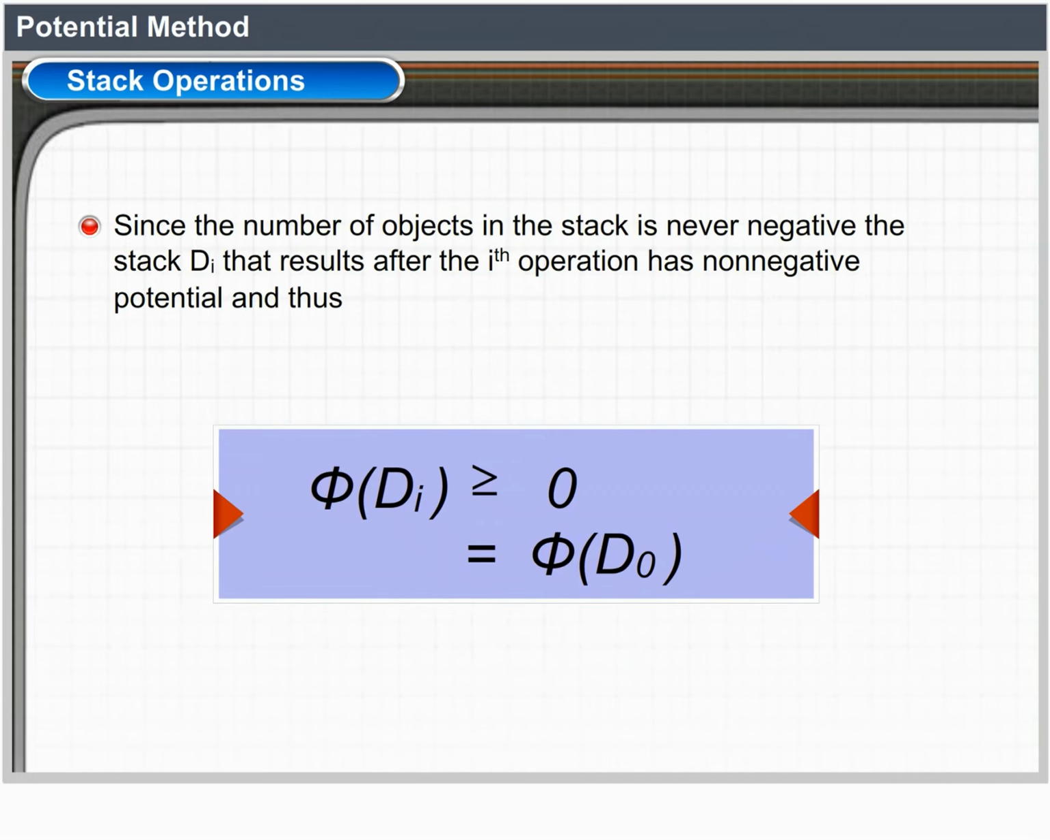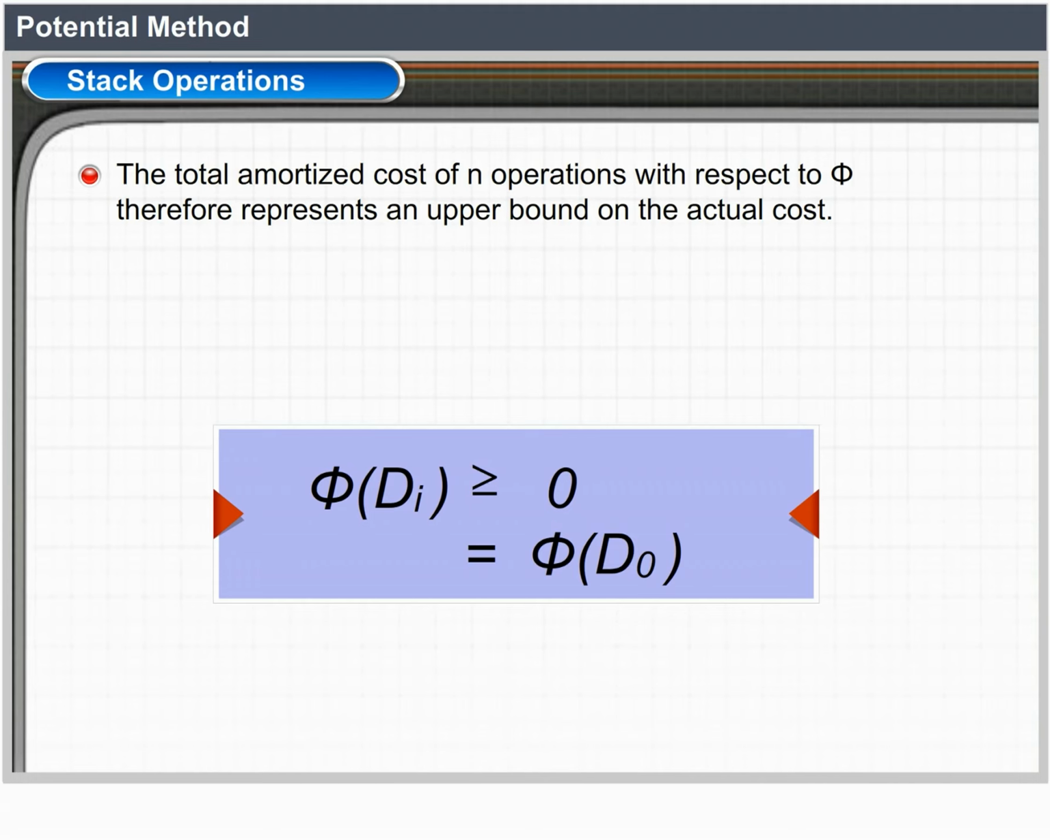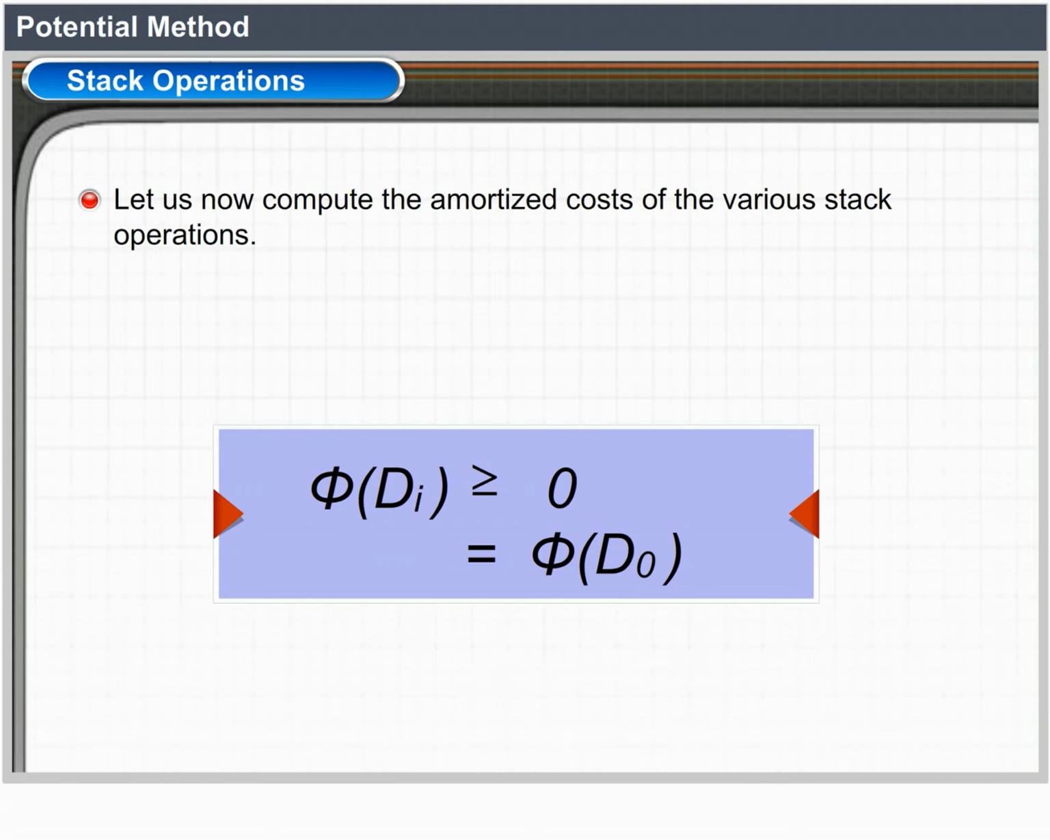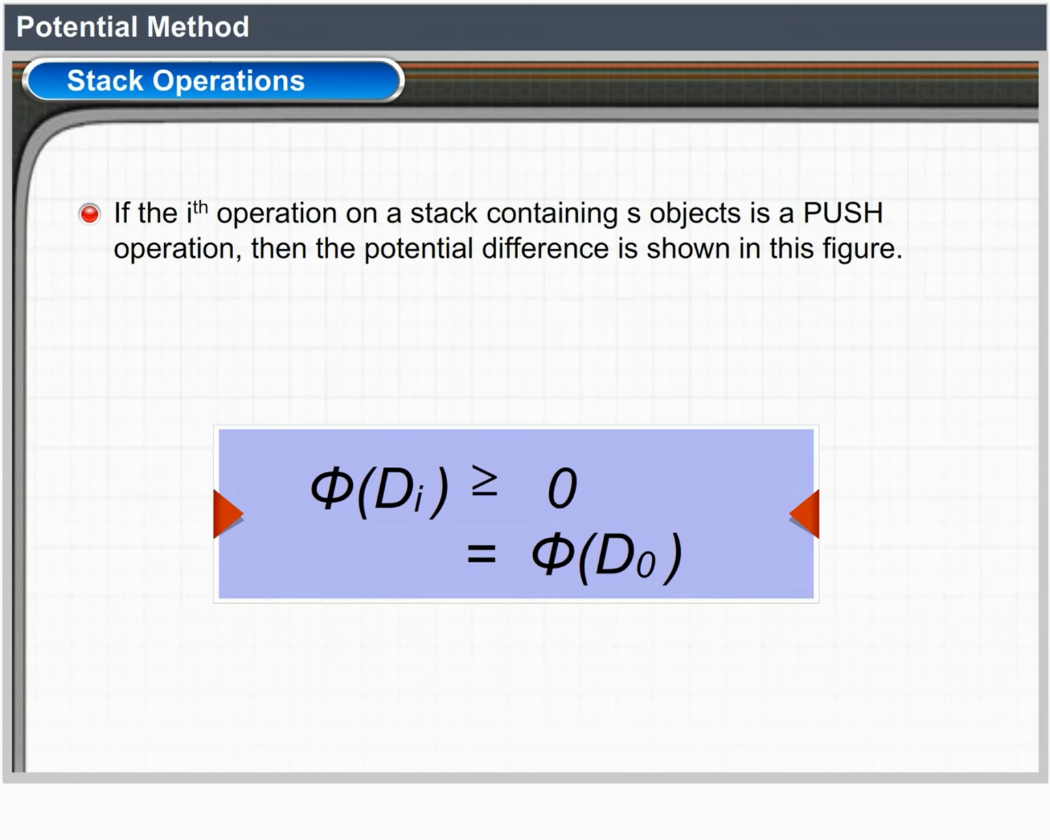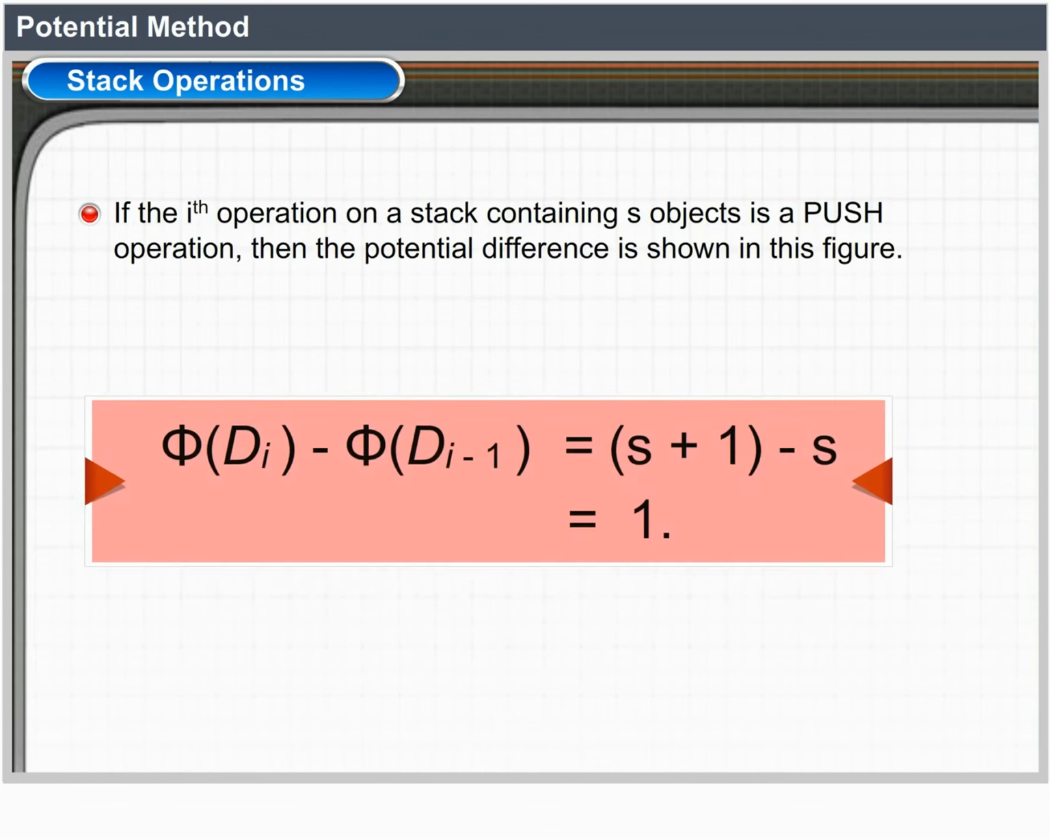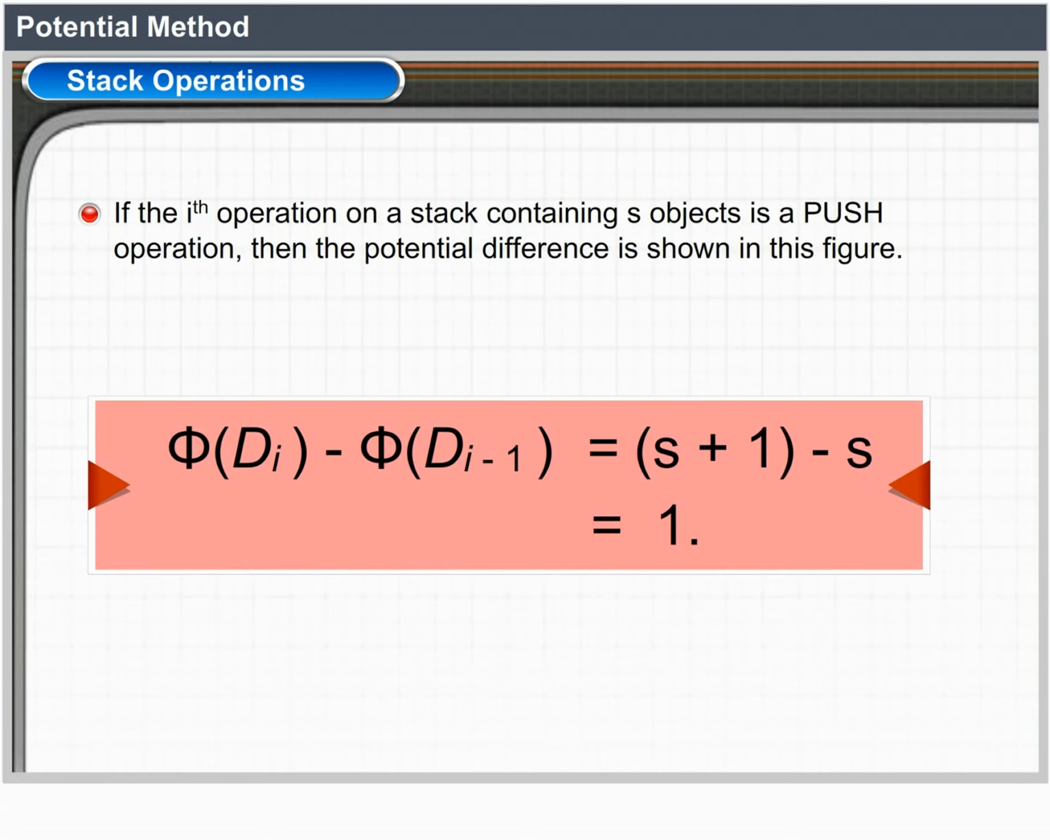The total amortized cost of n operations with respect to phi therefore represents an upper bound on the actual cost. Let us now compute the amortized costs of the various stack operations. If the ith operation on the stack containing s objects is a push operation, then the potential difference is shown in this figure. The amortized cost of this push operation is shown here.